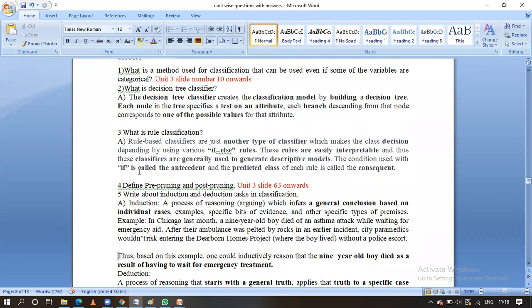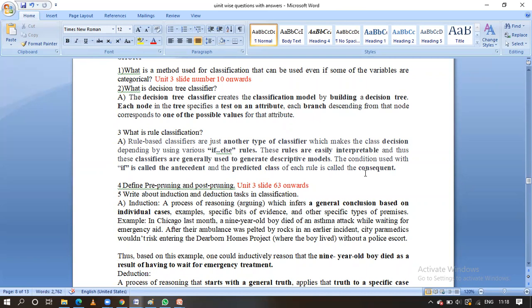In the if part, we call the condition the antecedent. The next one is the consequent, that is the prediction clause. For suppose, if rain happens, then the match will be cancelled, that is the consequent. What is the if part? If rain comes, that is the antecedent. By using the if condition, we are going to predict.